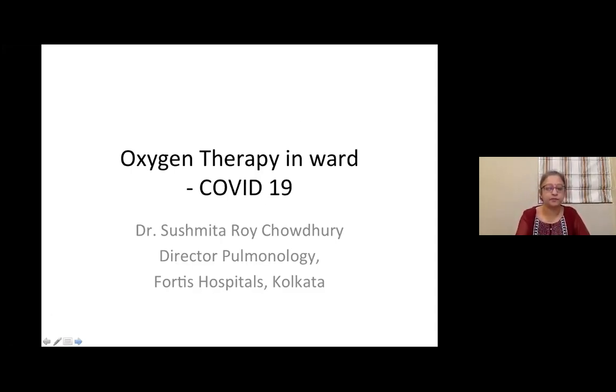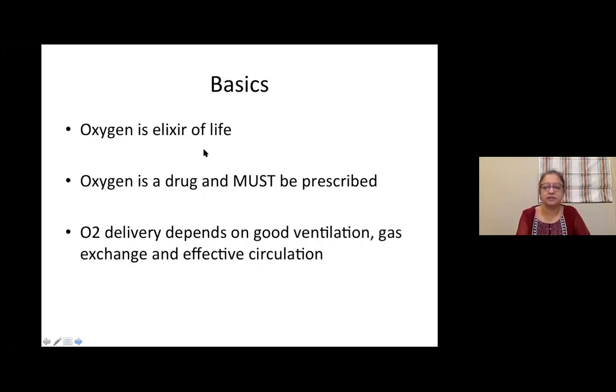So just the basics, we know that no oxygen, no life. It is basically an elixir of life, and lots of poets have written lots about oxygen and no oxygen. So it is a drug. What we always have to remember, and we keep forgetting, is that oxygen is a drug and it must be prescribed. Just telling a nursing staff to start oxygen on this patient is not good enough. In the medical legal world, oxygen is a drug and must be prescribed, and we'll discuss that a little bit more.